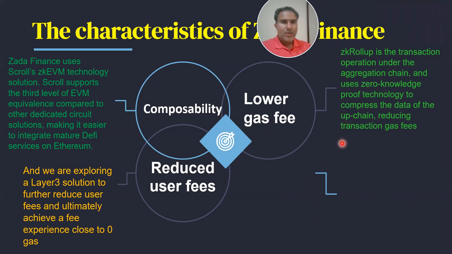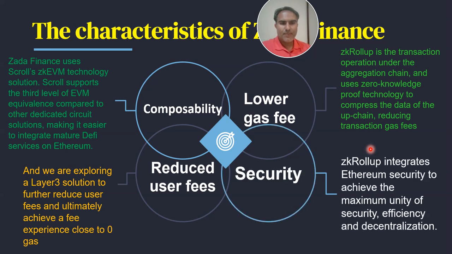Lower gas fee: ZK Rollup is the transaction operation under the aggregation chain and uses zero knowledge proof technology to compress the data of the upchain, reducing transaction gas fees. And in the security section, ZK Rollup integrates Ethereum security to achieve the maximum unity of security, efficiency, and decentralization.